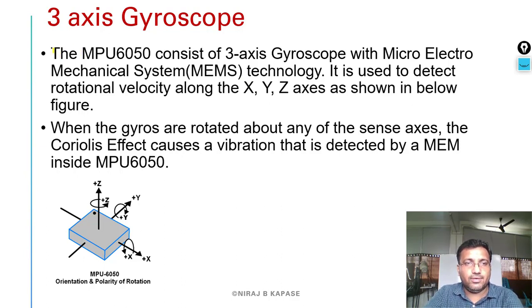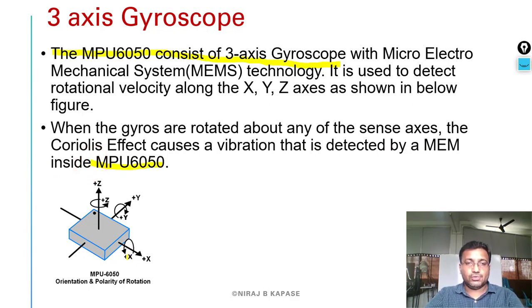The MPU 6050 consists of a 3-axis gyroscope with micro electromechanical system, that is MEMS technology. It is used to detect the rotational velocity of X, Y, Z. So the gyroscope will give you the rotational velocity. When the gyros are rotated about any of the sense axes, the Coriolis effect causes a vibration, and that is detected by the MEMS technology inside the MPU 6050.